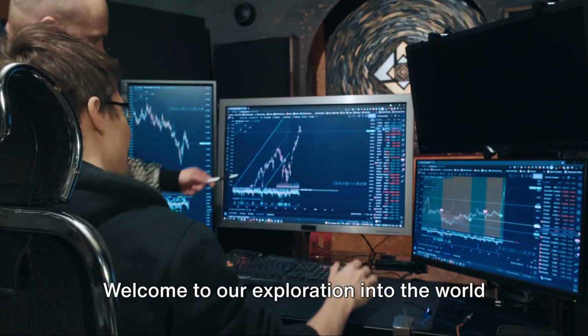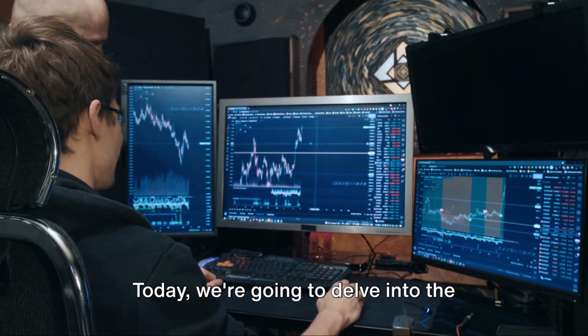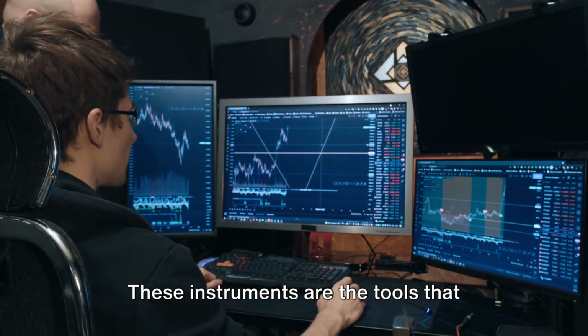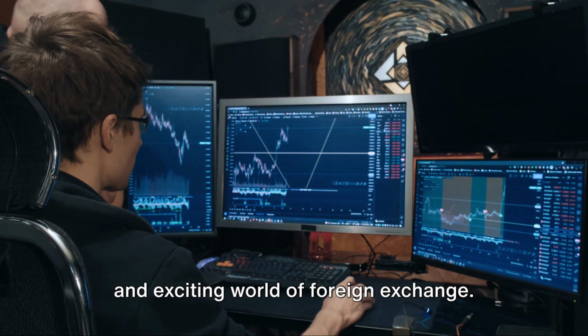Welcome to our exploration into the world of Forex trading instruments. Today, we're going to delve into the range of instruments used in Forex trading. These instruments are the tools that traders use to participate in the dynamic and exciting world of foreign exchange.